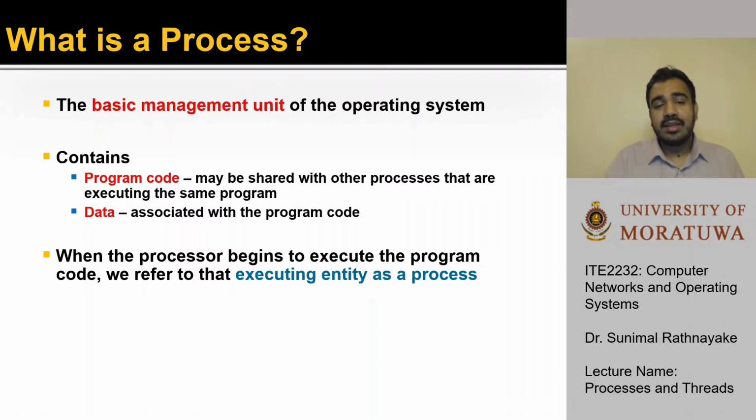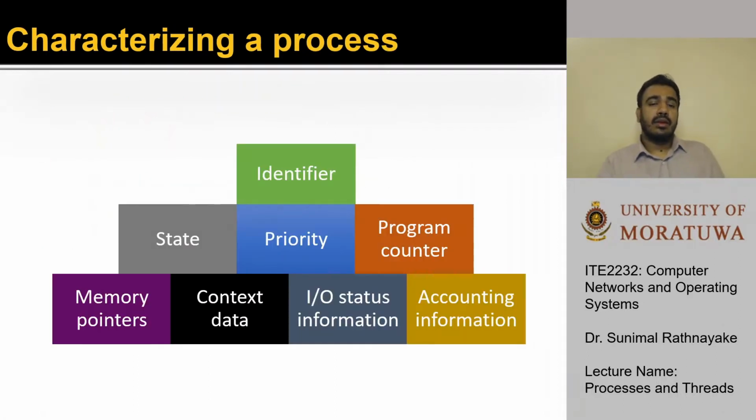When the processor begins the execution of the program, we refer to that as an executing entity, in other words, as a process. A process consists of these items at a high level: an identifier, a state, a priority level, a program counter, some memory pointers, some data, some input-output information, which is the input-output devices that are associated with that process, and some accounting or logging information.